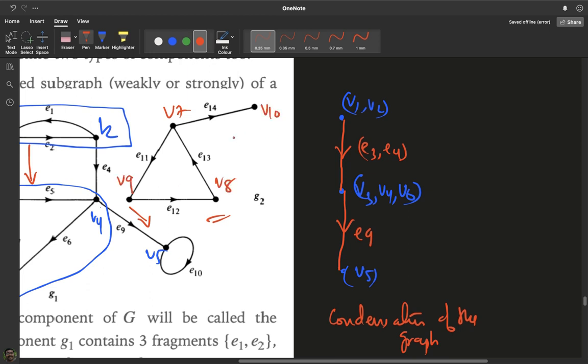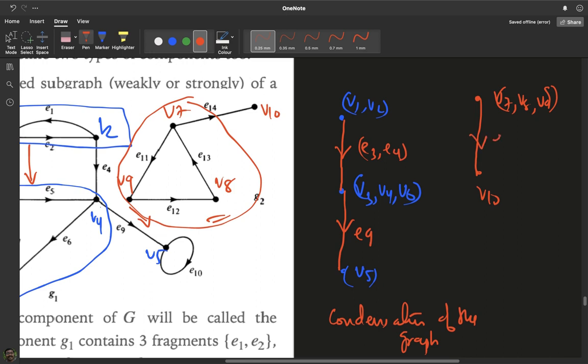Okay, how will you write the condensation of this graph? This is actually the fragment here. So I'll represent that by just one vertex which represents v7, v8, v9, and v10 by one vertex, and there is an edge from v7, v8, v9 to this one, that is nothing but e14.